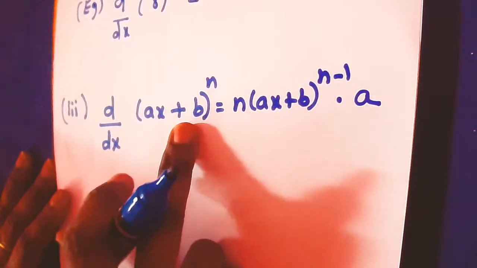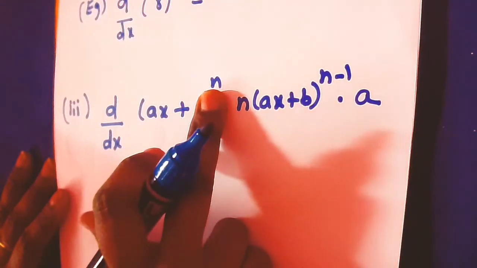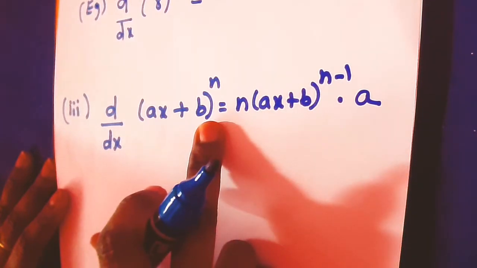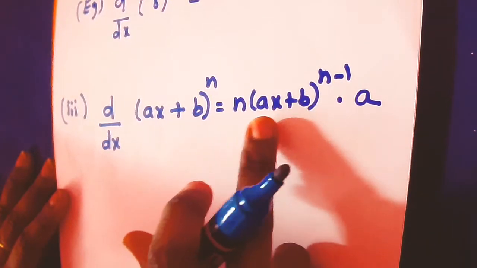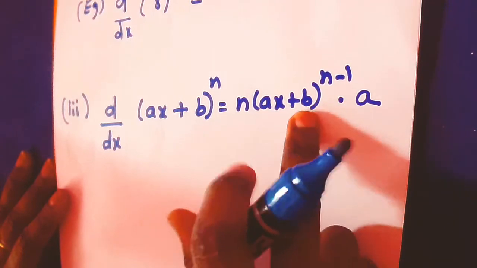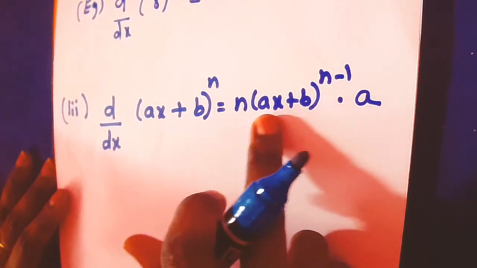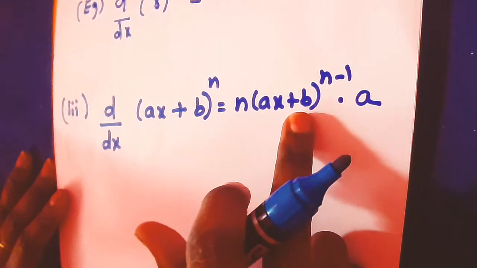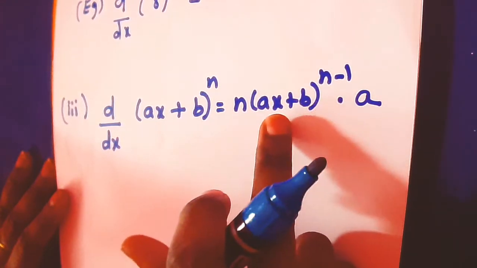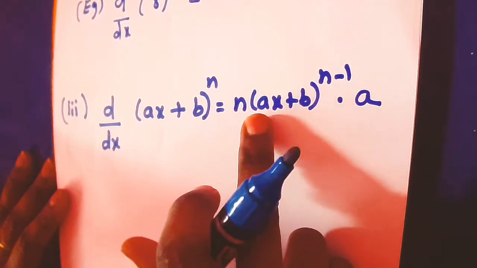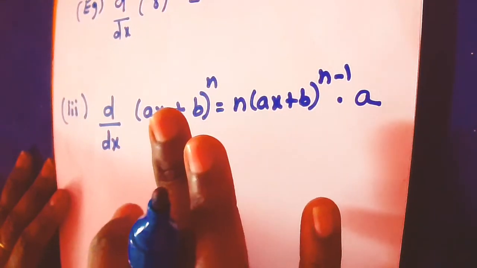Differentiation of (ax plus b) the whole raised to the power n with respect to x is equal to, the formula is, n times (ax plus b) the whole raised to the power n minus 1 times, you're going to differentiate the inner function. Here you have ax plus b. See the coefficient of x. What is the coefficient of x? Here it is a, just a.